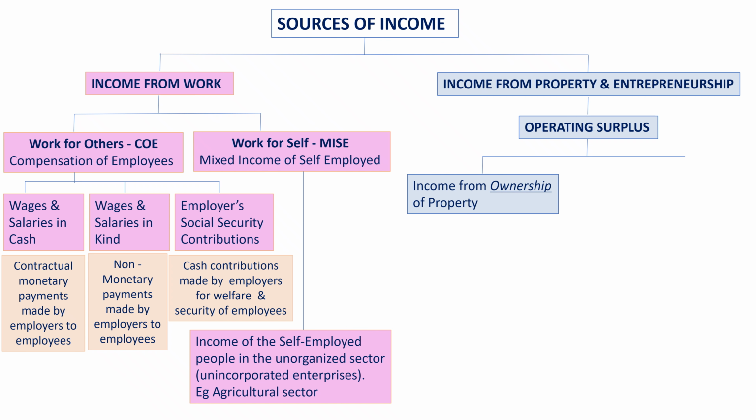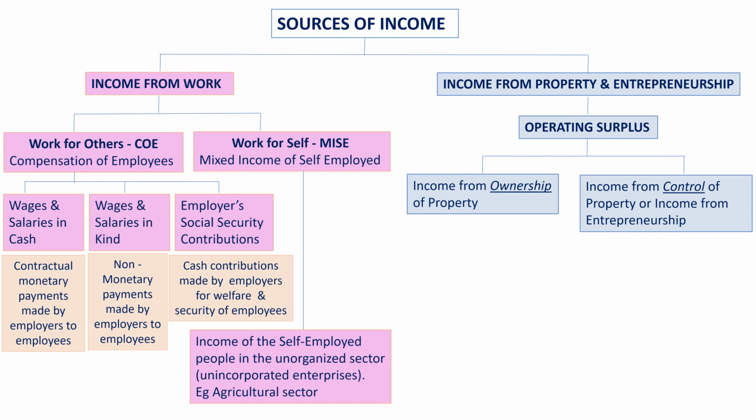Operating surplus can be categorized into two: income from ownership of property and income from control of property, or income from entrepreneurship. Income from ownership of property includes rent, interest, and royalty. Rent is the income earned by the landlord or the owner of buildings. Rent also includes actual and imputed rent.